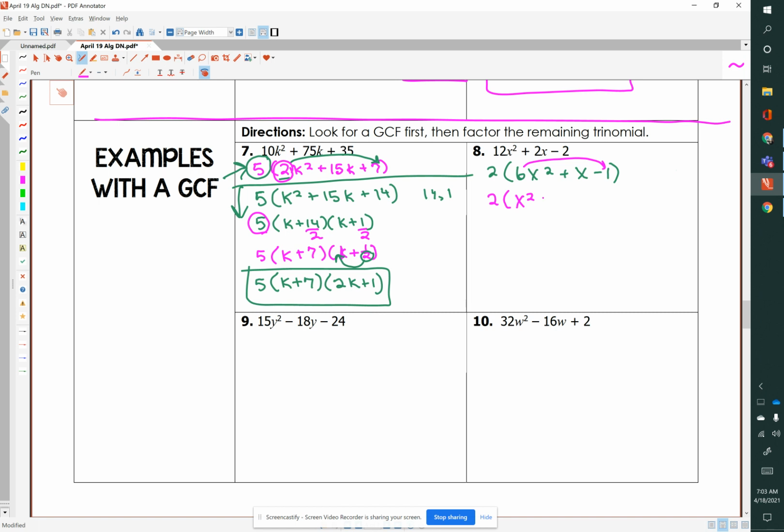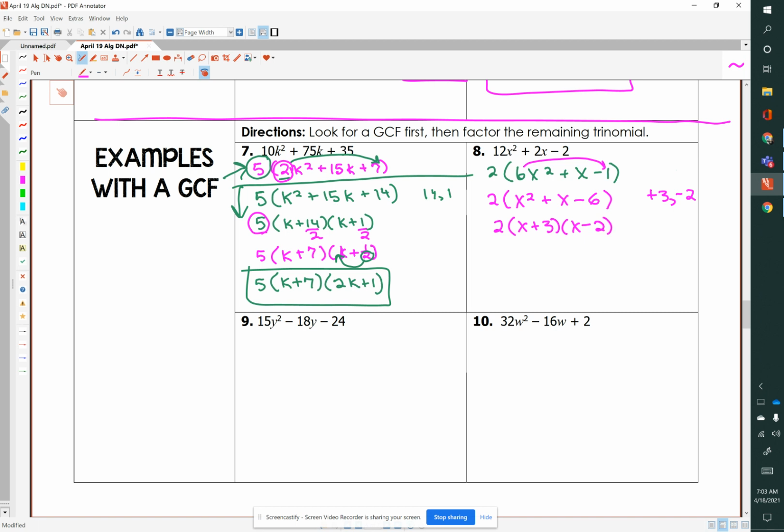x squared plus x minus 6. Okay, now we need two numbers that add to negative 1 and multiply to negative 6. So I think in this case, they have to multiply to negative 6. We'll need a positive and a negative, and they need to add to 1. So that's going to be positive 3 and a negative 2. So we factored out the 2, and we have x plus 3, x minus 2.